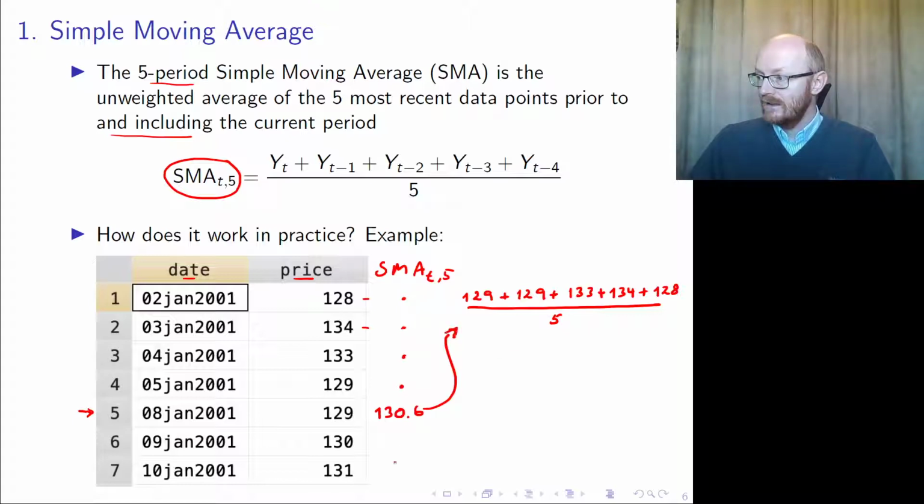And if you go to the next date, you get 131. And when you go to the next date again, you get 130.4. And you just take the average of the current day's price plus the 4 previous prices to get a 5-period simple moving average. So this is how you do it in practice.